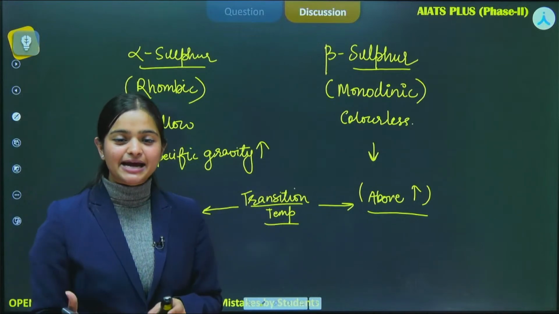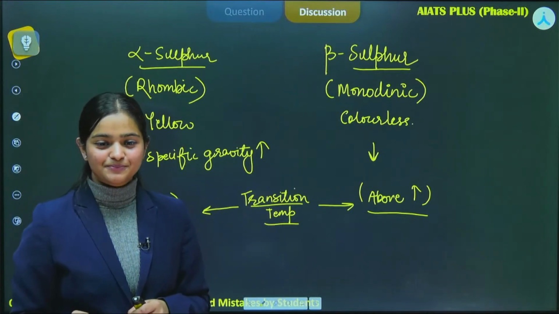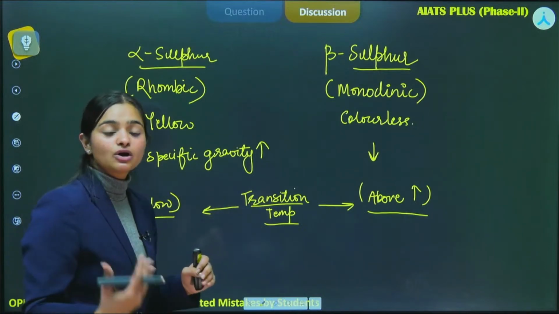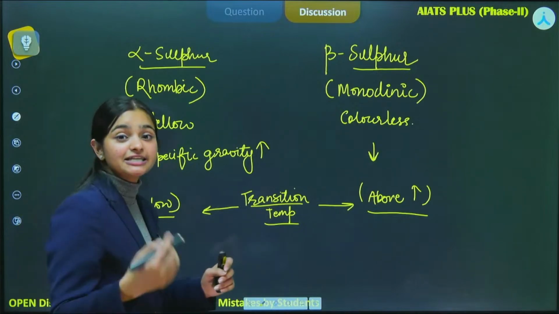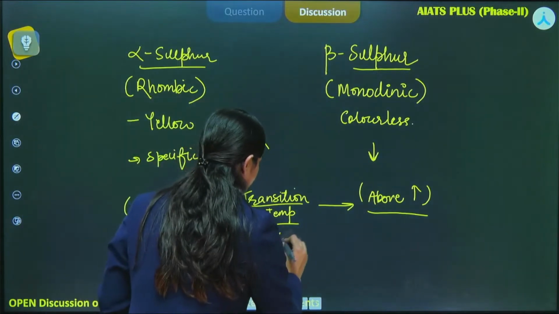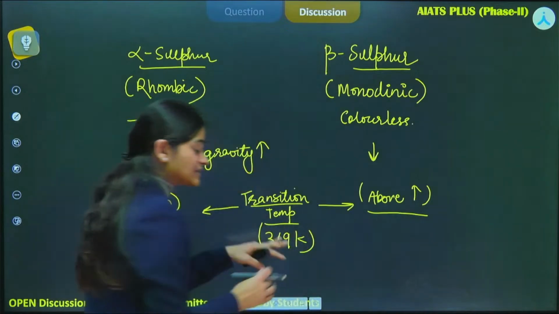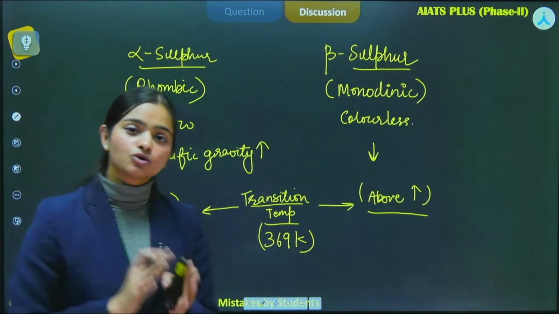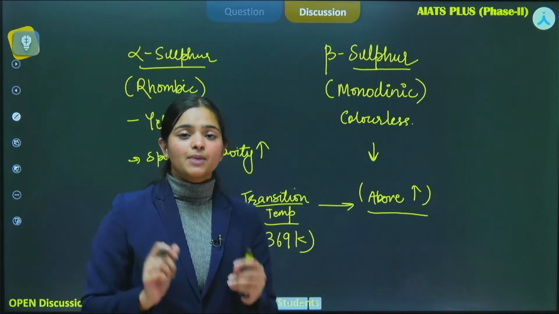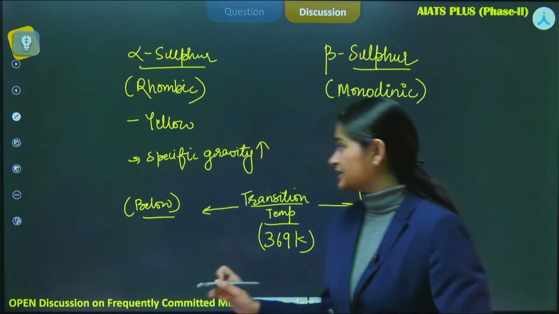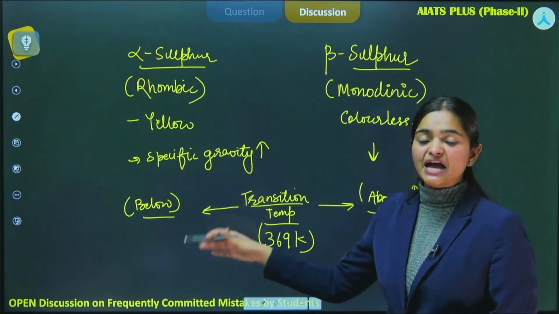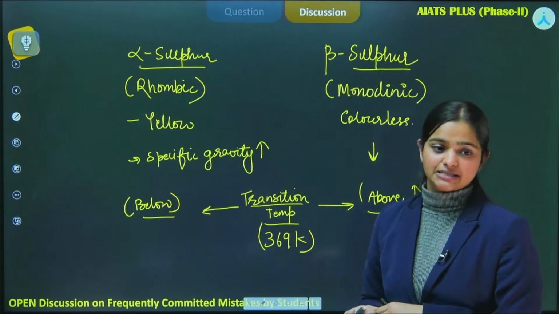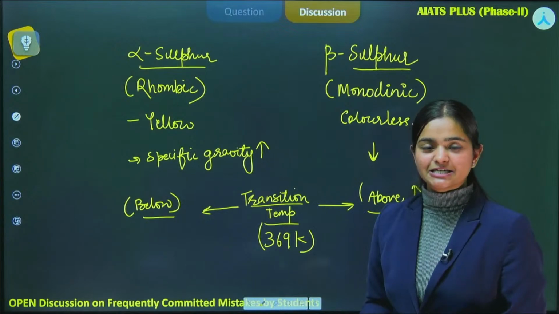I'm waiting for you to write the transition temperature. Okay, so I'll just tell it. The transition temperature in terms of allotropes of sulfur is 369 kelvins. So at 369 Kelvin, both alpha form and beta form exist, that is, both rhombic and monoclinic form exist. But below this transition temperature, alpha form is more stable and it exists, whereas above the transition temperature, beta form exists. Okay, I hope this is clear.